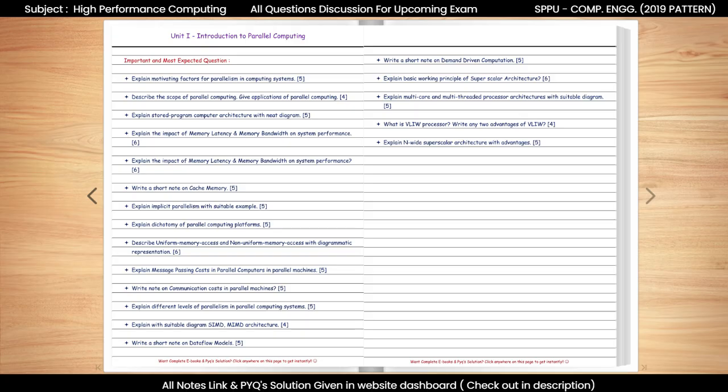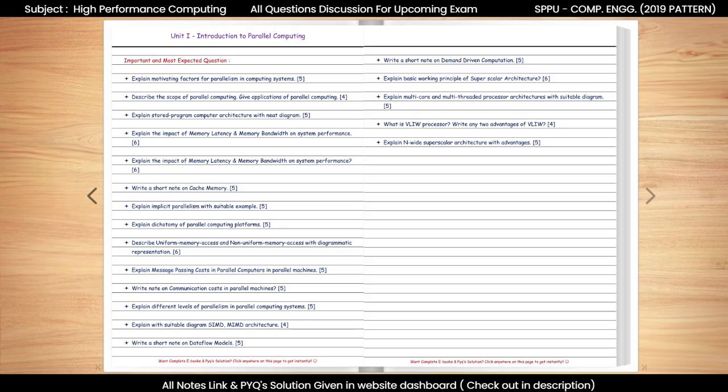In uniform memory access systems, every processor accesses memory with the same delay, no matter which memory location it uses. This design is simple and predictable. In non-uniform memory access systems, memory access time depends on the location of memory relative to the processor. Local memory is accessed faster than remote memory. If I explain the diagram in words, imagine processors arranged in groups, each group closer to certain memory modules, making access faster within the group and slower across groups.